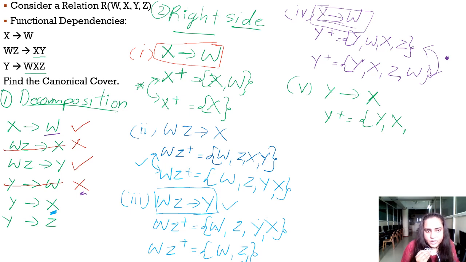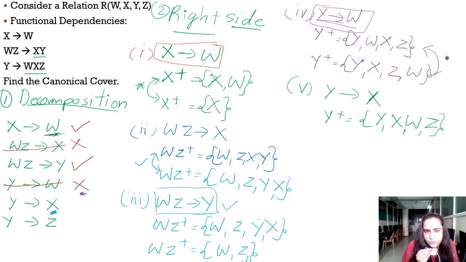Now because I have x, of course I can add this part. So I can add w. What is remaining? z. Because I have y, using this dependency right here, I can add z also. So I'm going to go ahead and add z to this. So I got all the attributes once again.